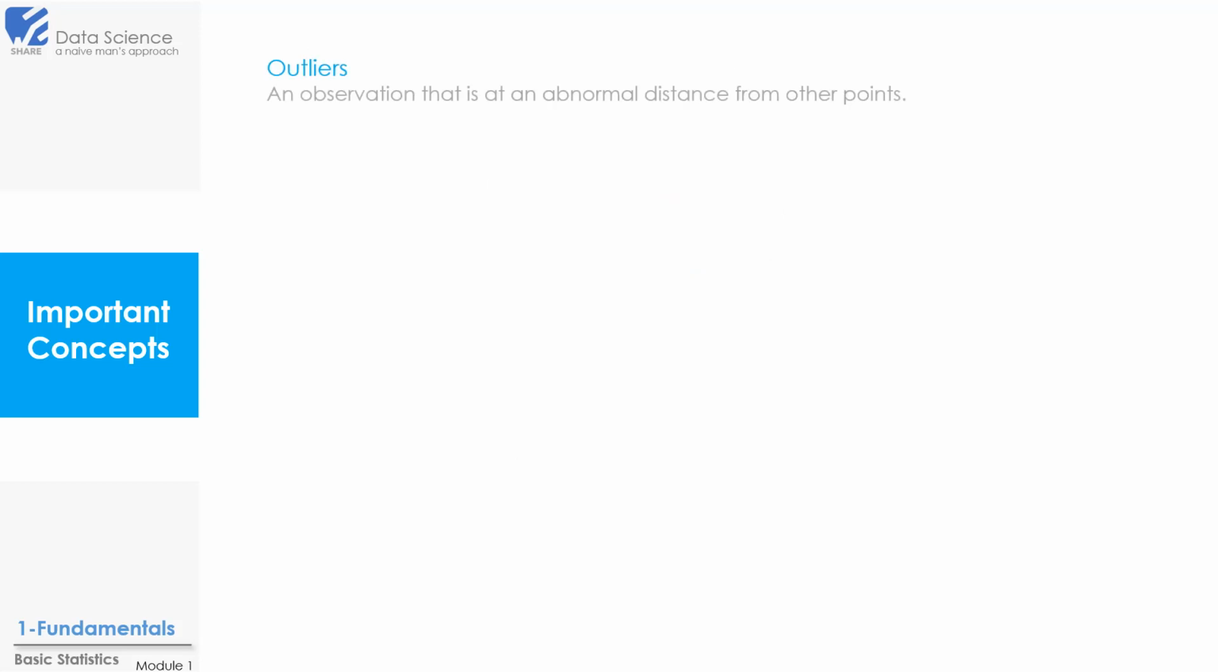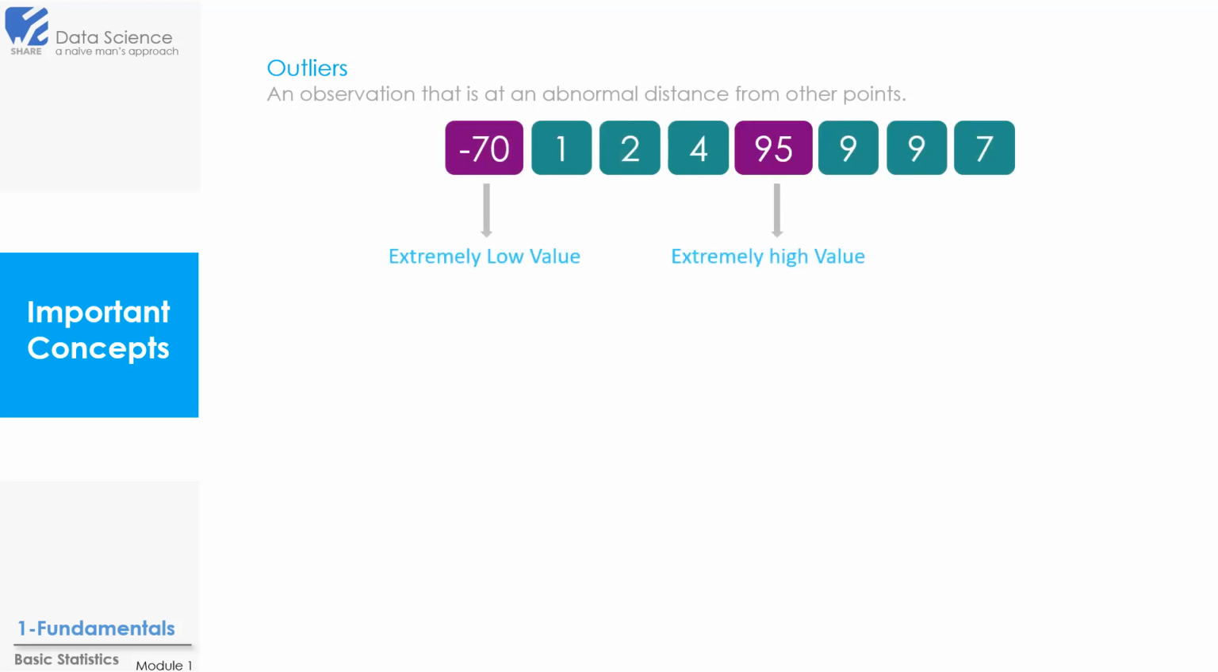Next we have outliers. Now an outlier is an observation that is at an abnormal distance from other points. So as we can spot in the below figure, there are two observations, -70 and 95, which are outliers. Because -70 is an extremely low value compared to other values and +95 is an extremely high value compared to the rest of the values. However, outliers are not always so obvious, and we use methods like box whisker plot, interquartile range, etc. to detect outliers.